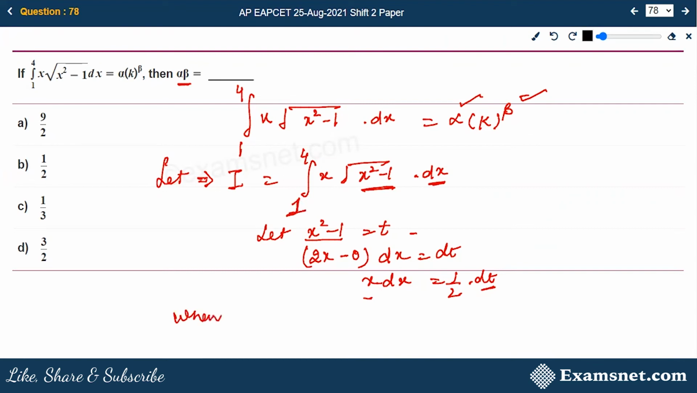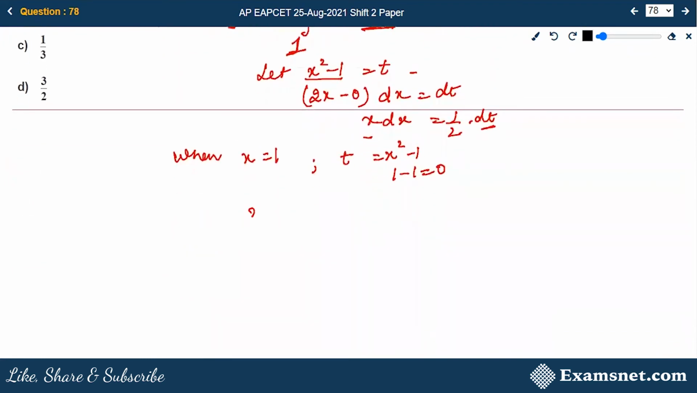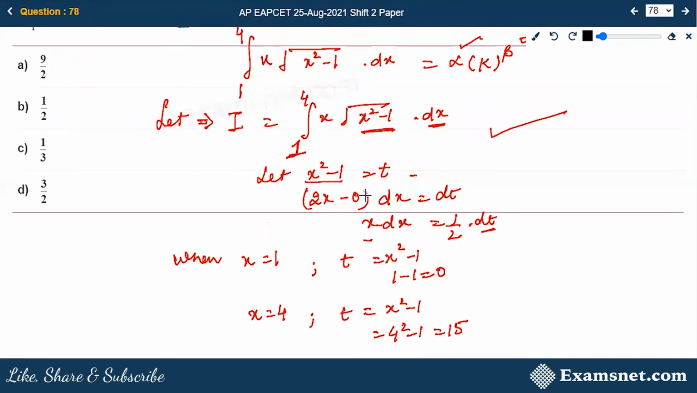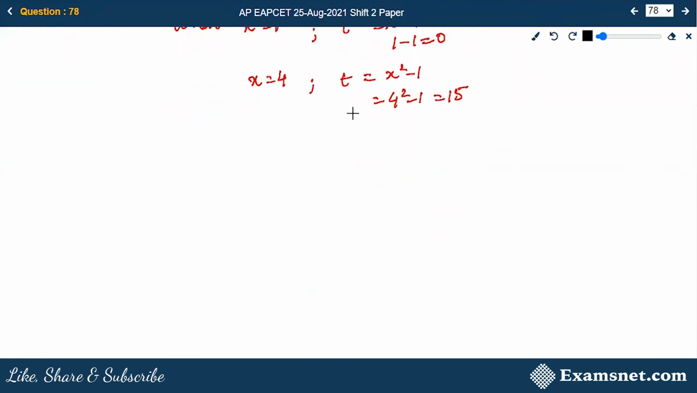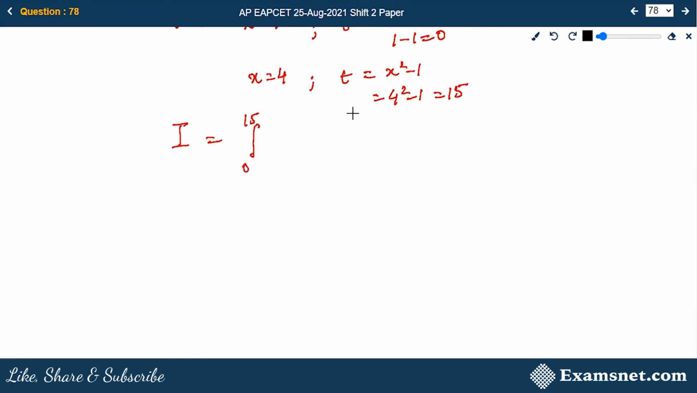When x is equal to 1, what will be t? t was equal to x square minus 1, so this is 1 minus 1, which is 0. Similarly, when x is equal to 4, t was equal to 4 square minus 1, which is equal to 15. So this integral will become I is from 0 to 15 of root t into dt. Right? Let's solve for the integral.